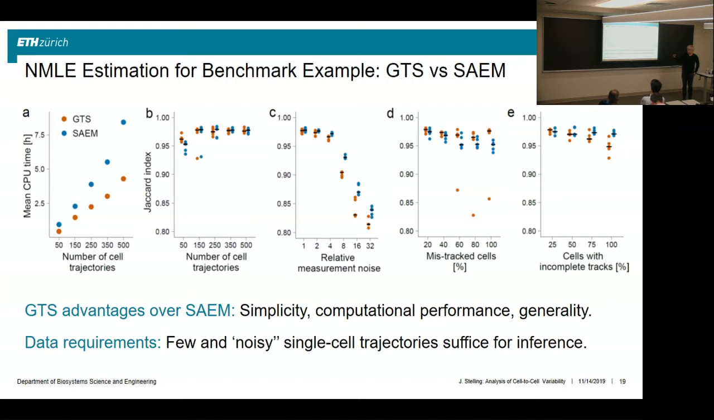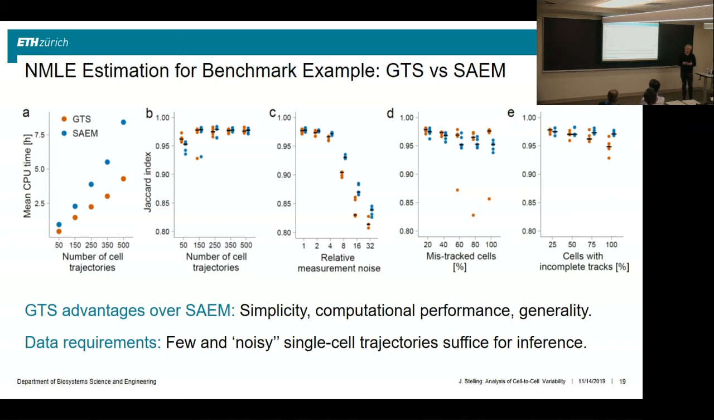SAM really explodes pretty soon. The scale here is more benign. And what was interesting is now asking questions such as how much data do we actually need to do this inference for this particular problem? So we initially had roughly 500 cells.